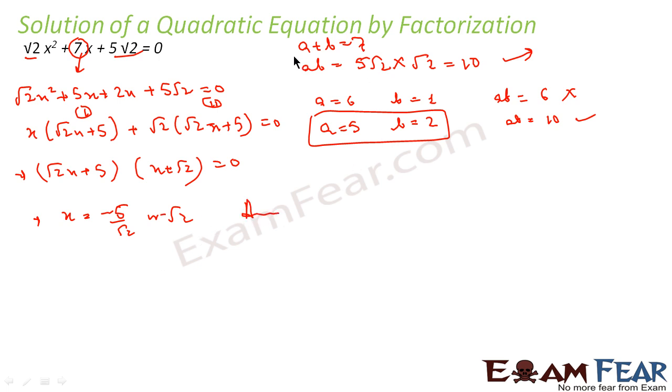Very simple. Same thing. We have found the value of a and b such that a plus b is 7 and ab is equal to 10. We found a is equal to 5 and b is equal to 2, and we have solved the equation.